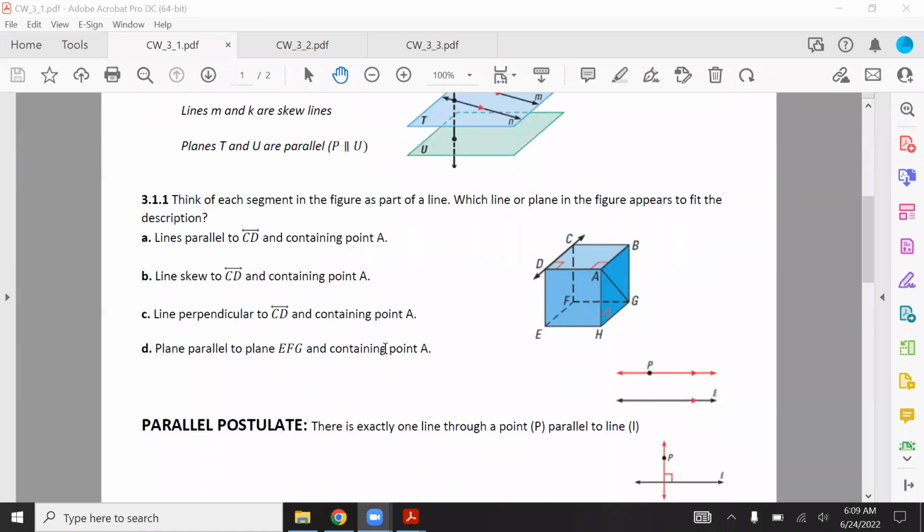Let's look at 3.1.1. Think of each segment of the figure as part of a line. Which line or plane in the figure appears to fit the description? So lines parallel to CD. So CD is right here and contains a point A. Definitely line AB. Definitely line AB is parallel to that because you want to be parallel, right? They said so. Now, line that's skewed to CD and contains A, I'd say AH. Because AH is not going to touch CD, but they're not on the same plane.